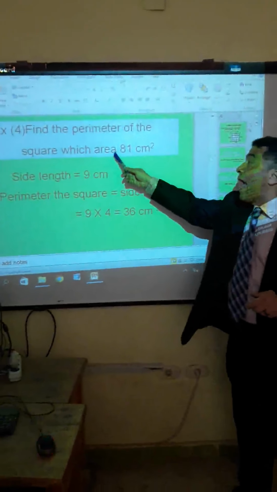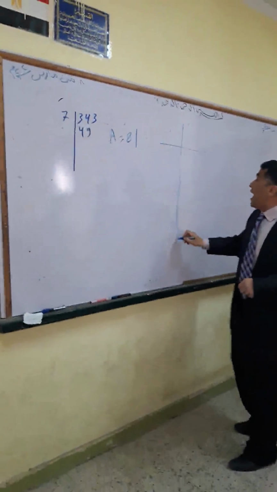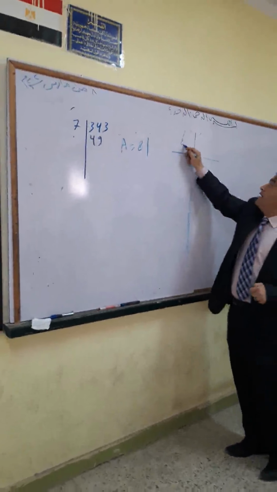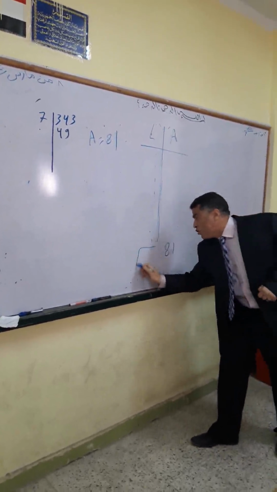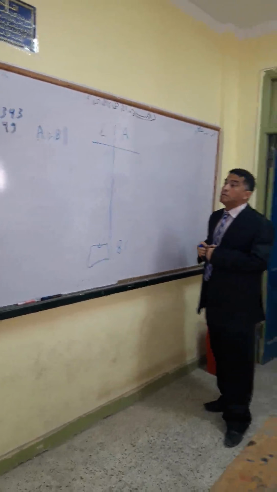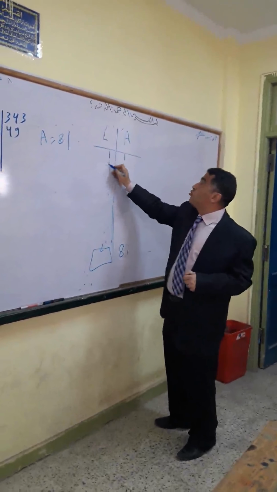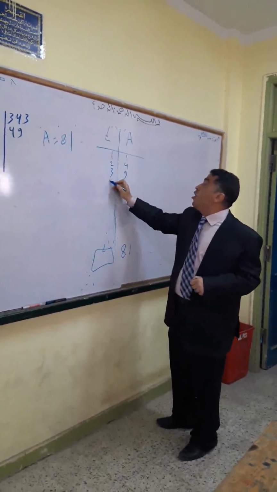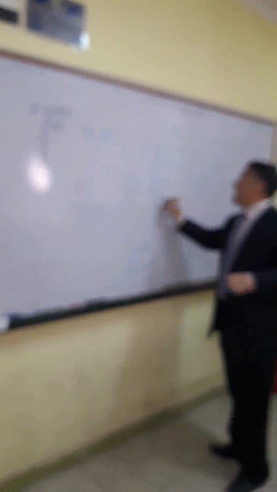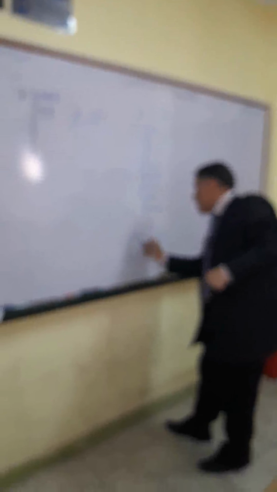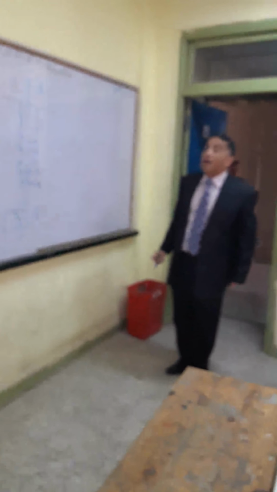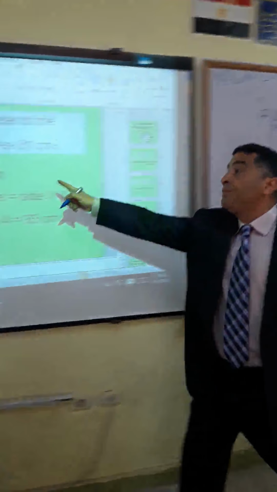If we have an area equal to 81, to find the side length I experiment. If the length equals 1, 1 times 1; 2 times 2, 4; 3 times 3, 9; 4 times 4, 16. But we have 81. 5 times 5, 25; 6 times 6, 36; 7 times 7, 49; 8 times 8, 64; 9 times 9, 81. Then the length equals 9 centimeter.